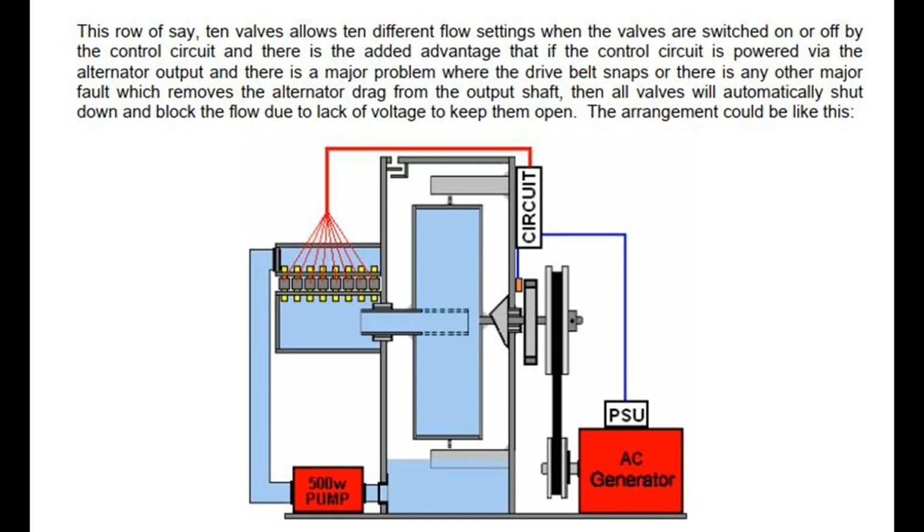This row of, say, 10 valves allows 10 different flow settings when the valves are switched on or off by the control circuit, and there is the added advantage that if the control circuit is powered via the alternator output and there is a major problem where the drive belt snaps or there is any other major fault which removes the alternator drag from the output shaft, then all valves will automatically shut down and block the flow due to lack of voltage to keep them open. The arrangement could be like this.